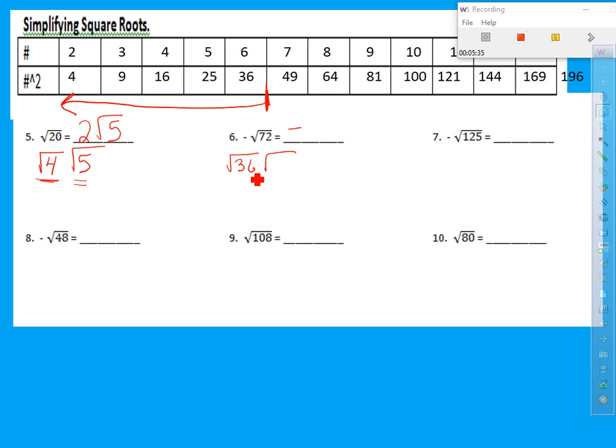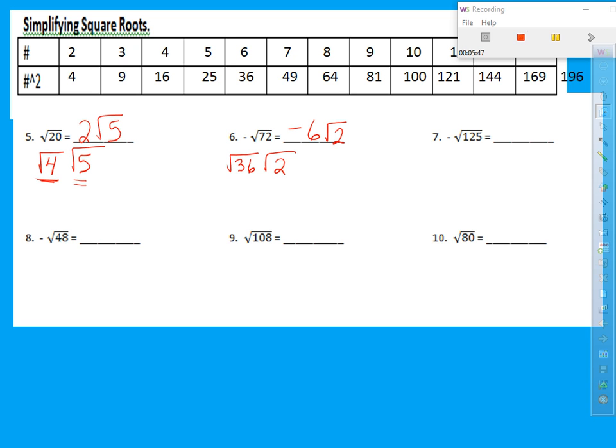If I go 72 divided by 36, though, that's a good thing. That tells me that 36 times 2 is 72. Now when I reduce this, the square root of 36 is 6. The square root of 2 is the square root of 2. And then we have it.